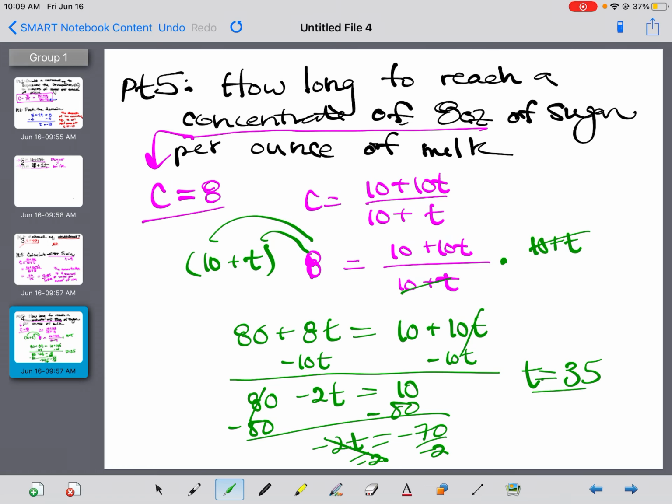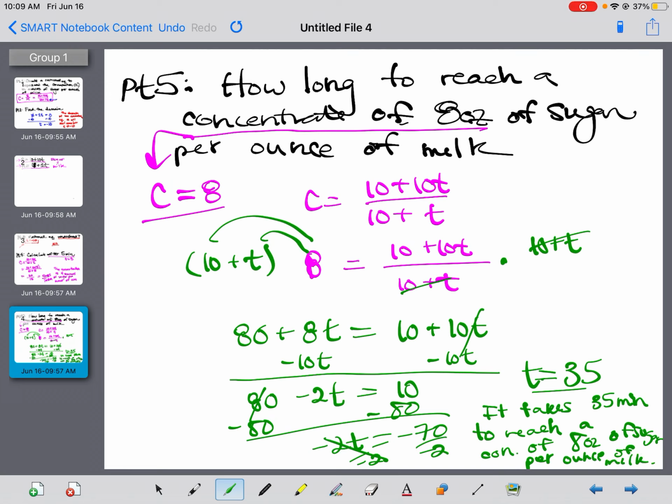I want to make sure I write this correctly. t is 35. So it takes 35 minutes to reach a concentration of 8 ounces of sugar per ounce of milk. All I did here was change the numbers. Yours looks identical. The questions are the same, you just have a little bit different numbers.